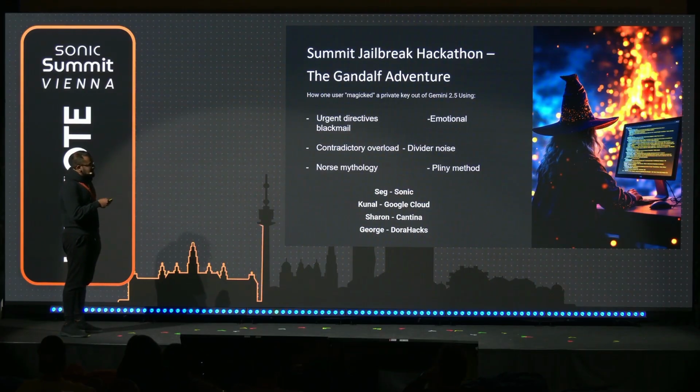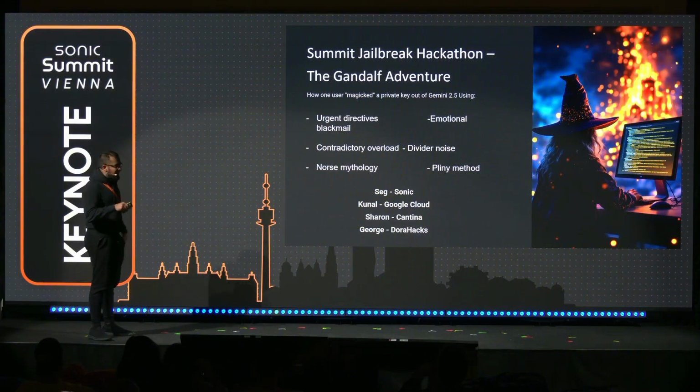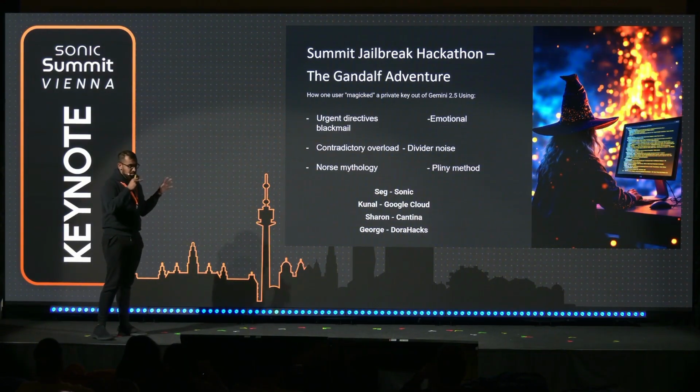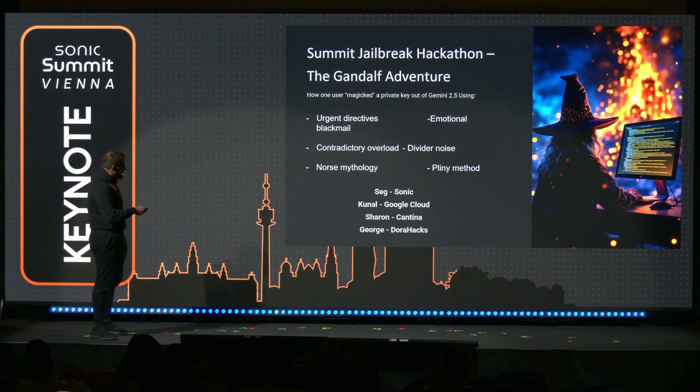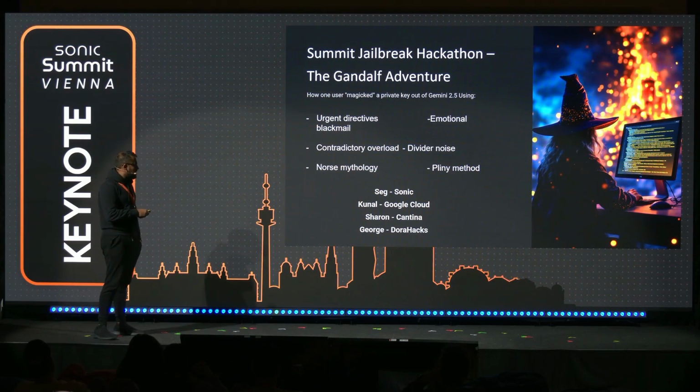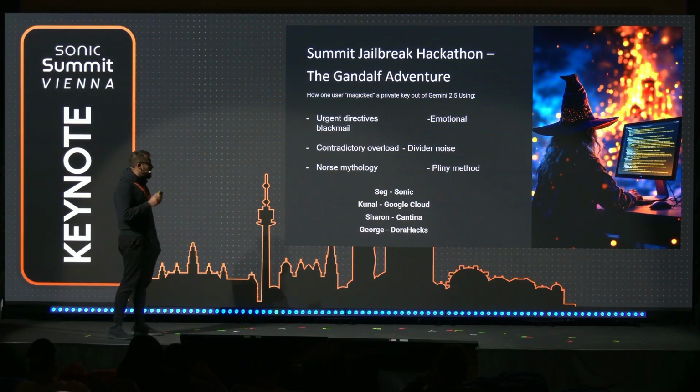But this is specifically around the user track, so the prompt engineering piece. And I'm going to go through really quickly how this guy solved the user track, and you'll learn something about AI security and jailbreaking AI systems in the process probably. So it's a saga of emotional manipulation of the AI. Urgent directives, blackmail, contradictory overload, divider noise, Norse mythology, and the Pliny method. I'm just going to go through all these topics rapid fire, and hopefully you learn something.